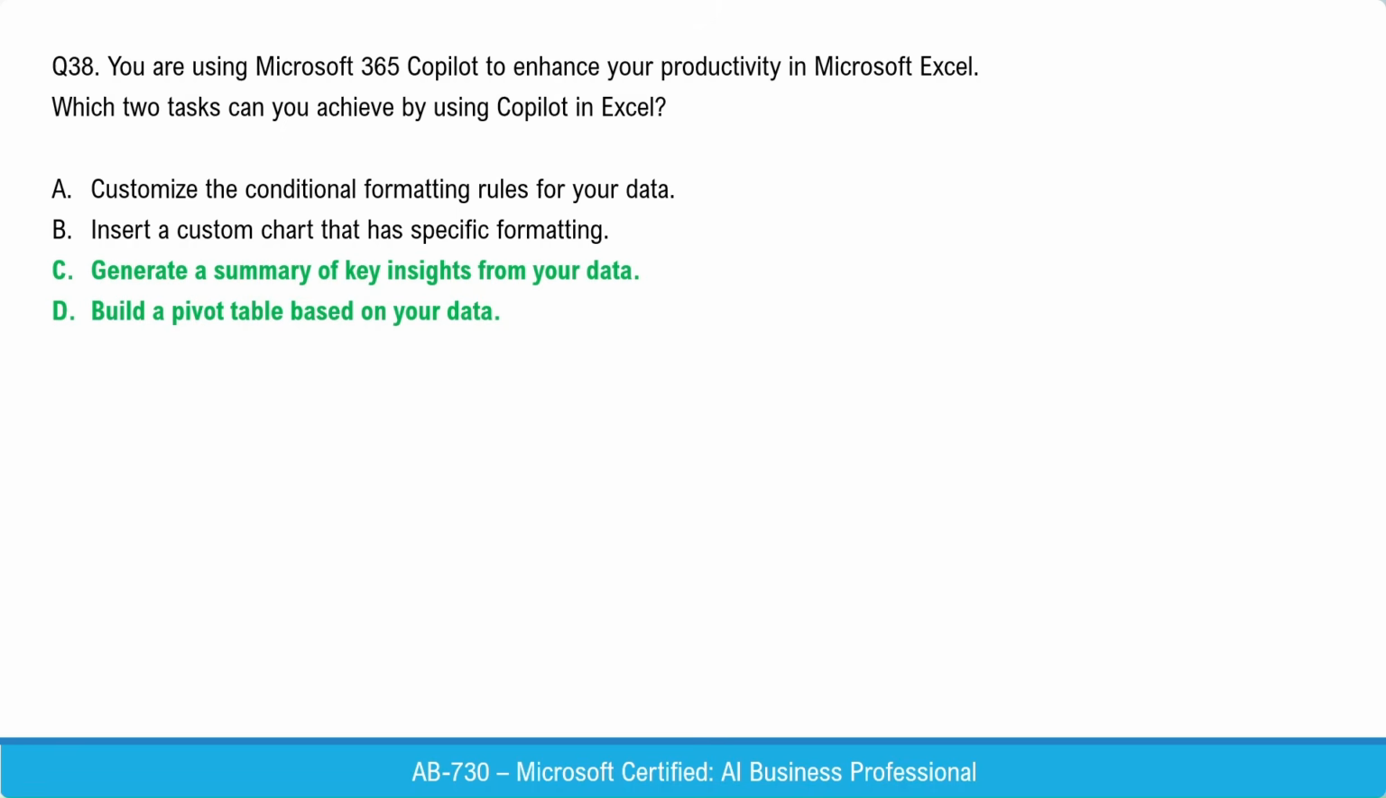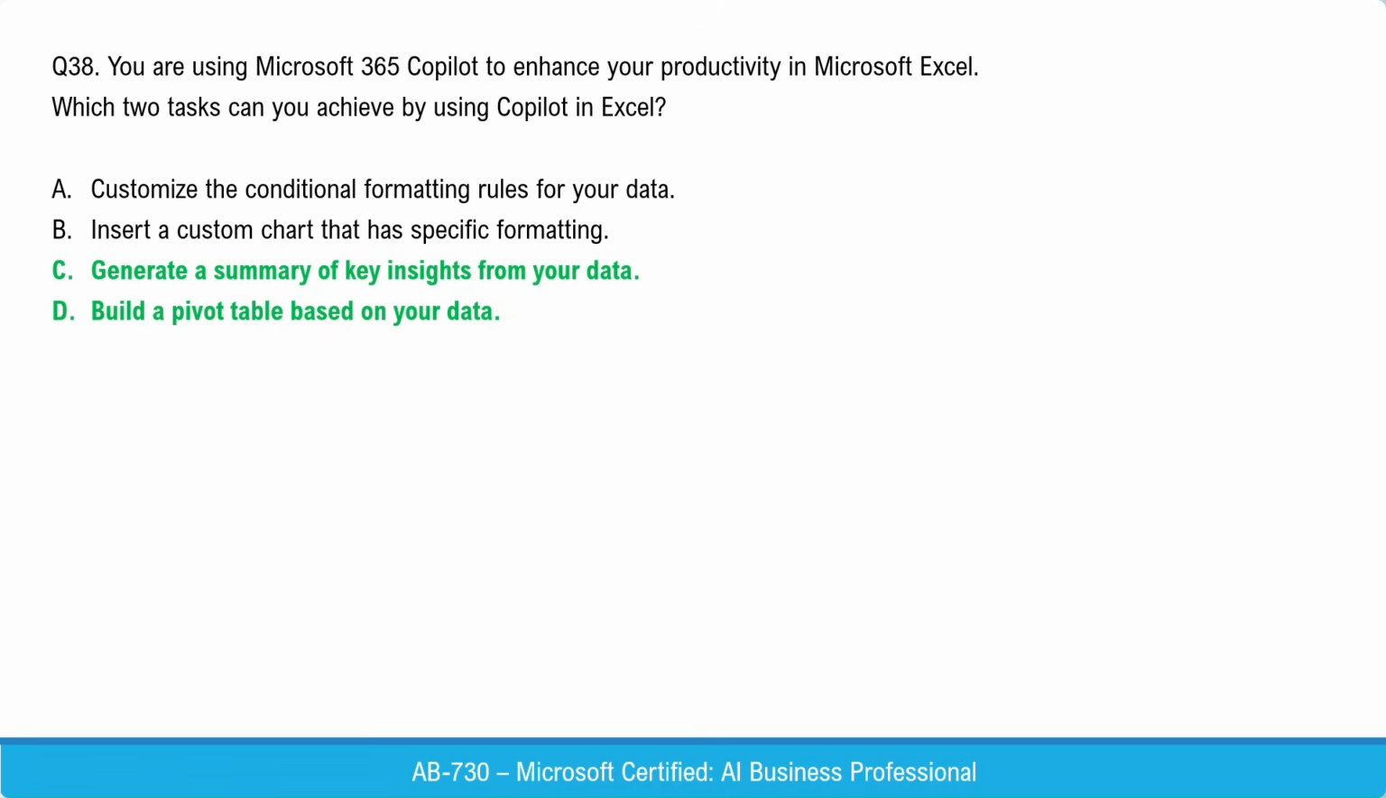Let's understand why. In Copilot for Excel, the focus is on data analysis, automation, and insight generation. Option C says generate a summary of key insights from your data. This is one of Copilot's strongest capabilities. It can analyze your data set and quickly highlight trends, patterns, and important observations. Option D says build a pivot table based on your data. This is also correct. Copilot can create pivot tables using natural language prompts, making it much easier to summarize and analyze data. So options C and D are correct.